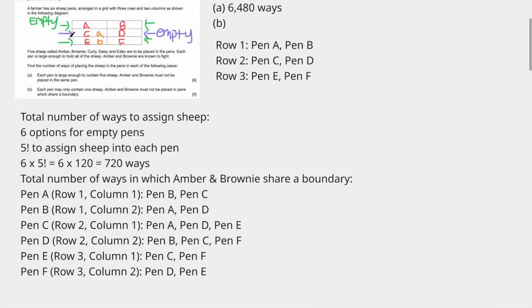As such, what we can do is find out the total number of scenarios that Amber and Brownie are in an adjacent pen given one of the corners is selected as the empty pen, multiply that by 4, and then find out the number of scenarios they are adjacent given one of the middle pens is empty and multiply that by 2, and then add both values together to determine the total number of scenarios that Amber and Brownie share a boundary.